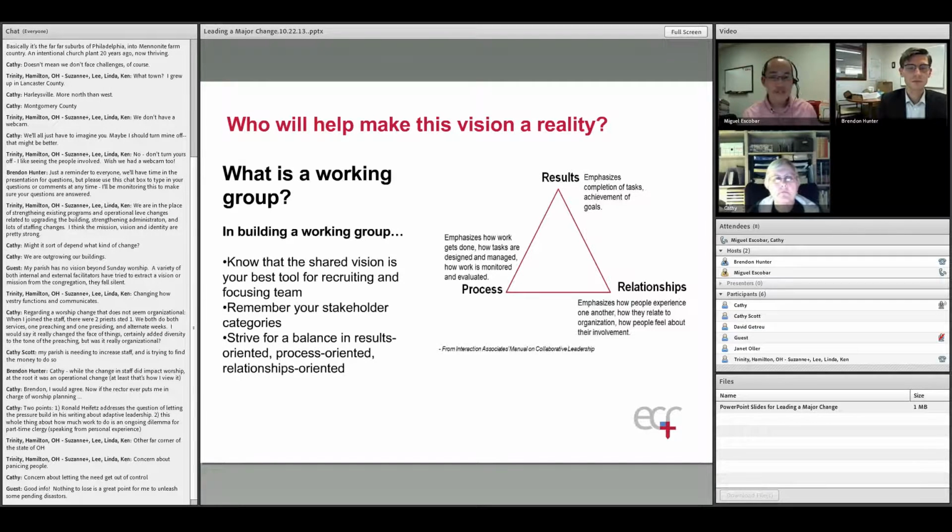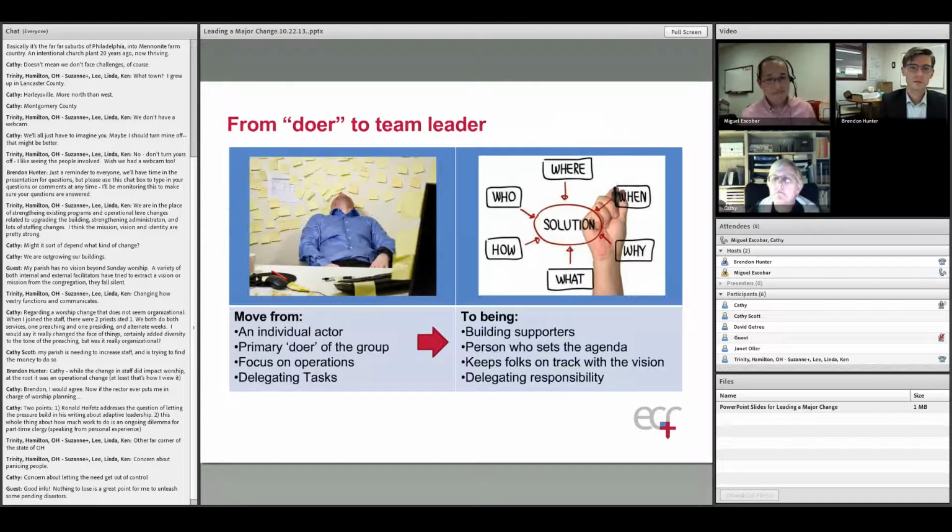And then this third point is just a general principle around how teams work. You want to strive for a balance between results-oriented, process-oriented, and relationships-oriented types of work. Your own role as the team leader shifts. You go from being the visionary person who's bringing together folks around this exciting idea to a member of a leadership team or working group, and your role shifts in that process. You have to let go a little bit.